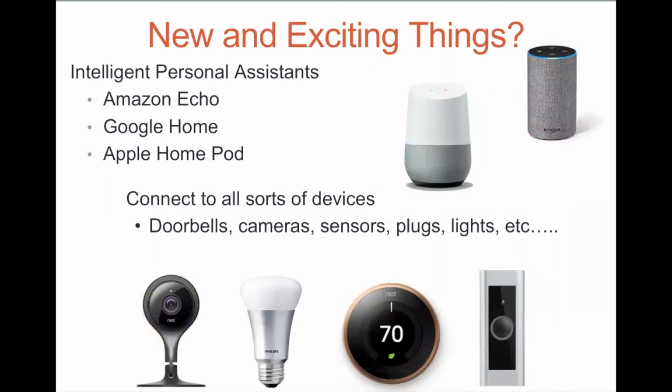Let's talk about some new and exciting things. So intelligent personal assistants. I'm sure a lot of folks listening to this right now probably have one or two of these devices in their homes right now. So Amazon Echo, Google Home, the Apple HomePod, these things, these intelligent personal assistants, listen for the sound of our voice, and they can actually help us with tasks, everything from setting reminders to ordering new things to listening to music to listening to podcasts. They can do a lot of different stuff for us.